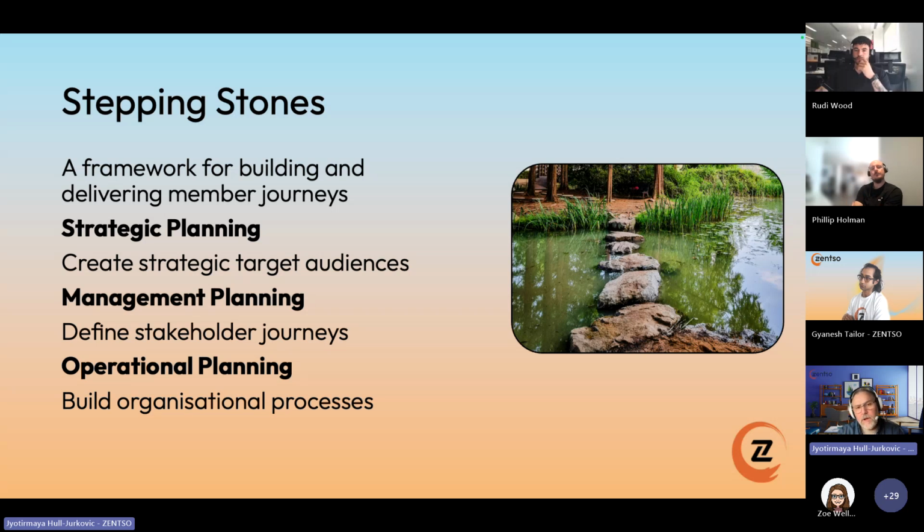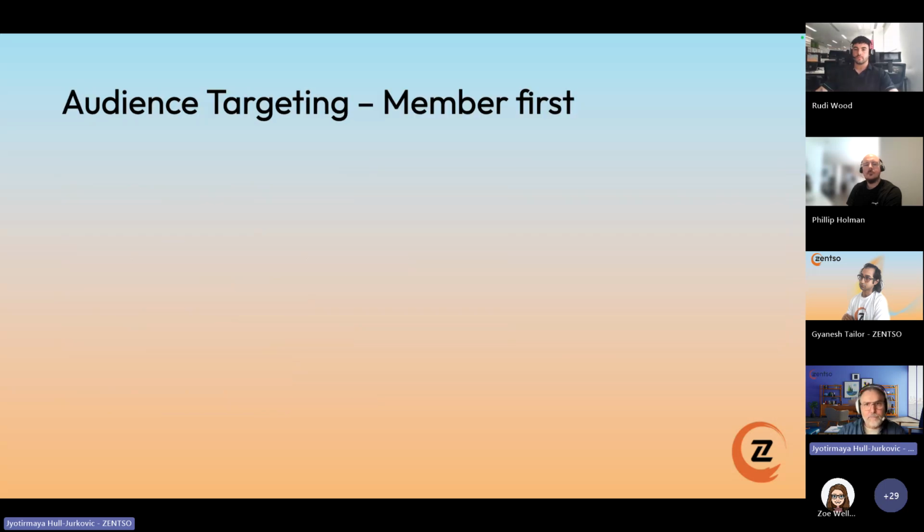And then the third level is the operational level. What are the processes we want these audiences to actually engage in to transform them from being at one point of the journey to being at the next point of the journey? So that's defining a process-driven thing. So starting with that first step, the target audiences in the strategic planning level, the important thing here is to think member first or donor first. And what does that journey look like from the member perspective?